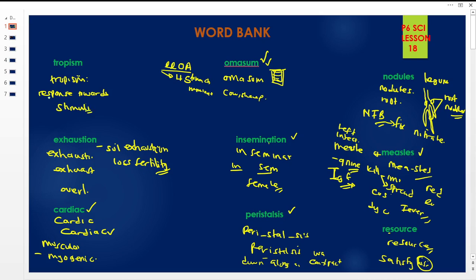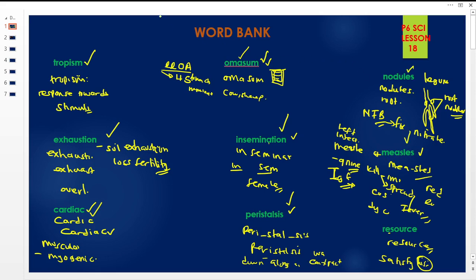So tropism is the plant response towards a stimulus, right? Our words for today are tropism, exhaustion, cardiac or masum, insemination, peristalsis, resource, measles, and nodules. My dear learner, write these words in your exercise book.